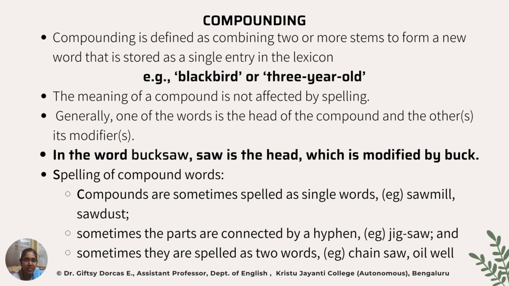So it becomes one single word. Two or more stems are joined together and they become one single word. Examples are blackbird or three-year-old. And we also see that the meaning of the compound is not affected by its spelling.